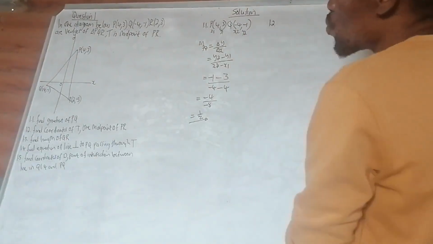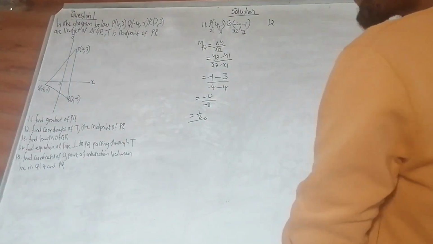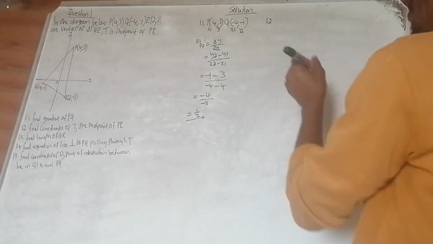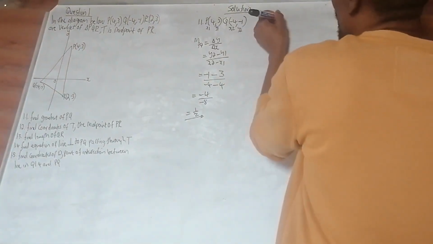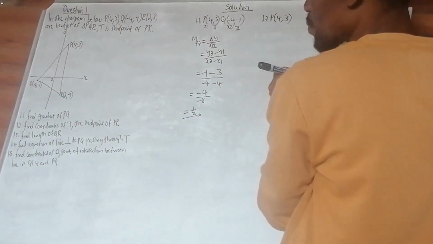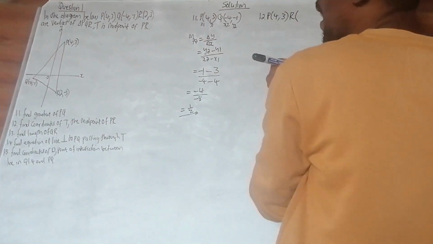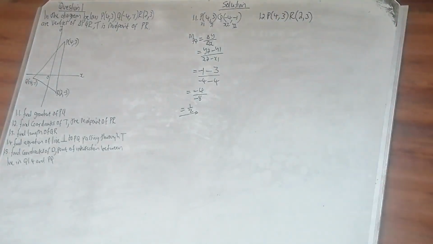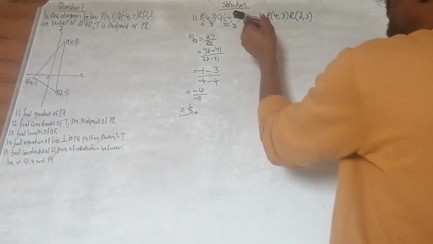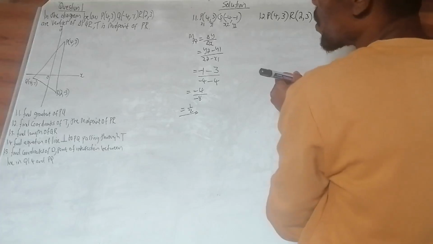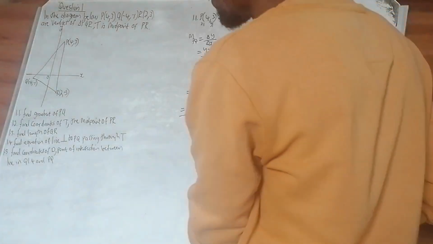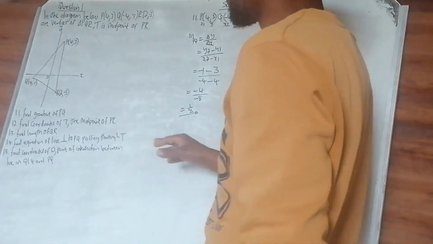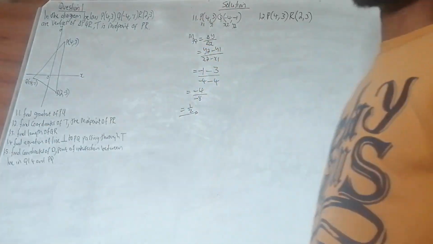Question 1.2. Find the coordinates of T. T is the midpoint of PR. We have P 4 and 3. And the coordinates of R are 2 and minus 3. We are looking for the midpoint, the capital M. 2 and negative 3. So 2 and negative 3. Because y is in negative.